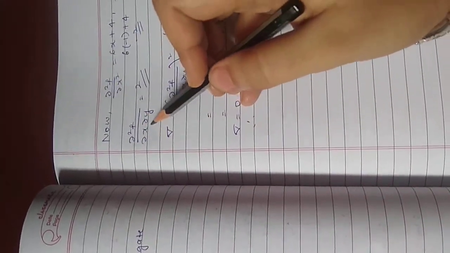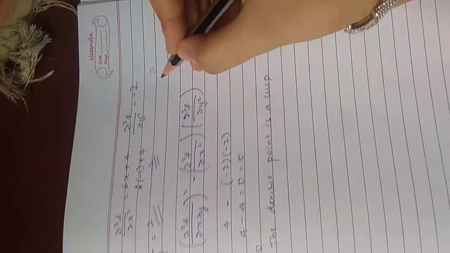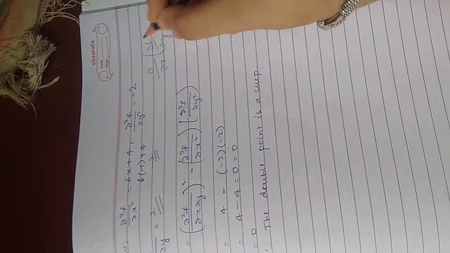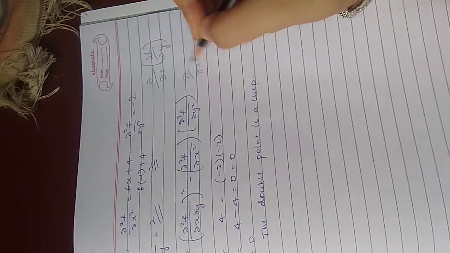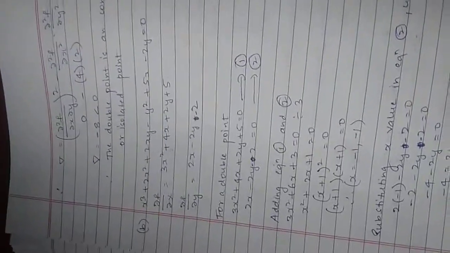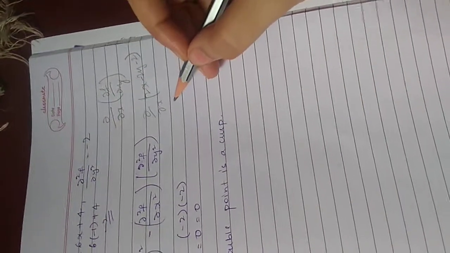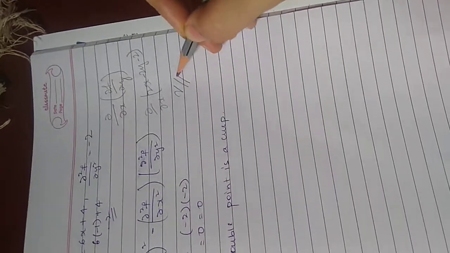∂²f/∂x∂y, that is ∂/∂x of ∂f/∂y, we have to write 2x minus 2y minus 2. Therefore, we have to differentiate with respect to x. Therefore, the answer will be 2.